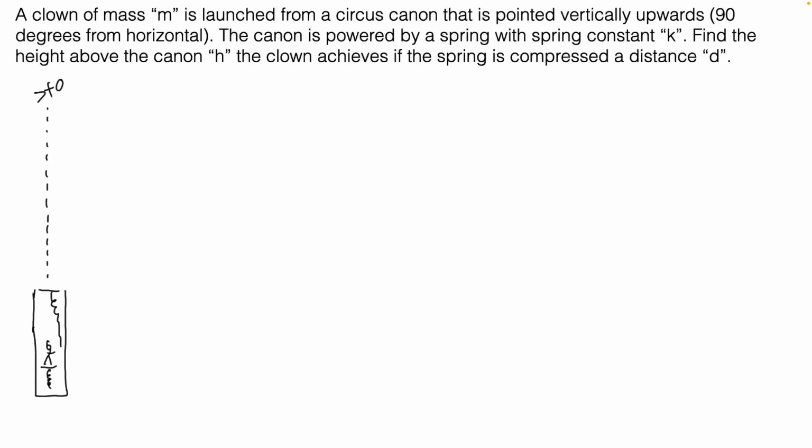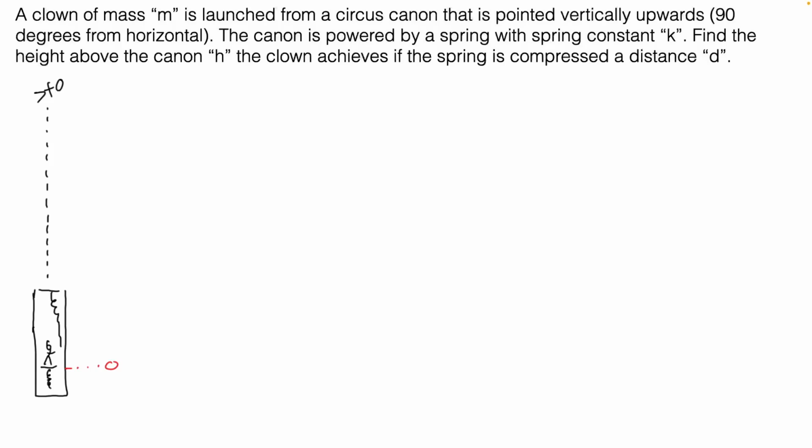Okay, so 0 for gravitational potential energy. Where does that go? The lowest point in the problem, which in this case is when the spring is fully compressed. And then, what about 0 for the spring?